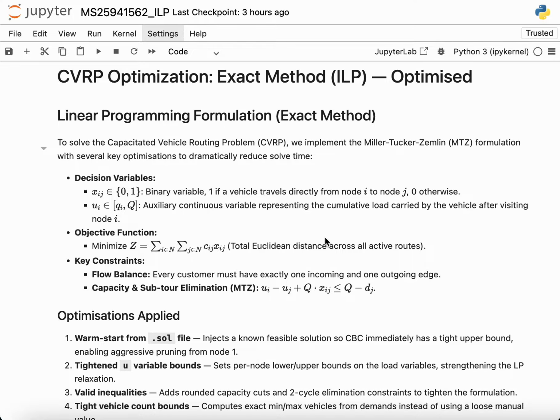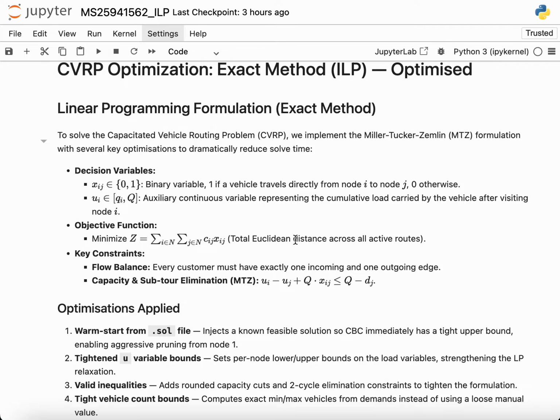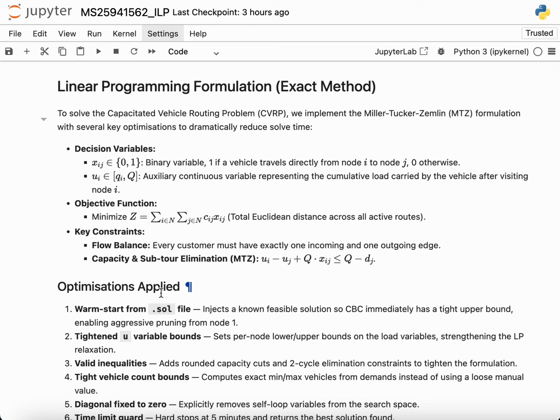The MTZ constraints are a classic solution to the subtour elimination problem. Without these, the solver might suggest floating loops that never return to the depot. By linking the load variable ui to the movement variable xij, we force a logical continuous flow for every vehicle.